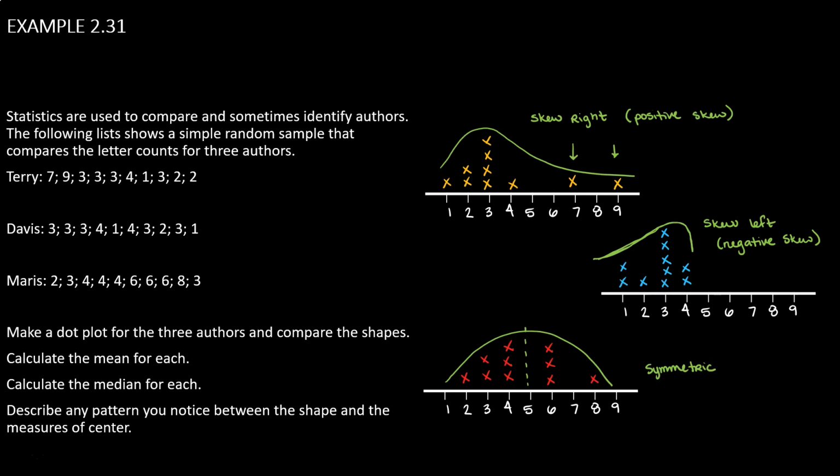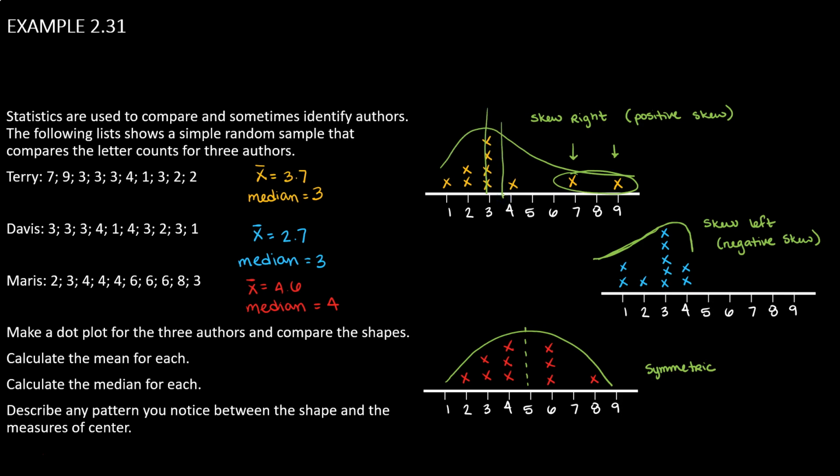Calculating the mean and the median for each data set, we can compare the numerical results with what we have identified graphically. For Terry, we can see that the mean is larger than the median, and that's what happens in a skewed data set. The mean is influenced by those extreme values in the tail, and so although the median is at that highest point of the curve, the mean is pulled forward towards the right because of those extreme values.